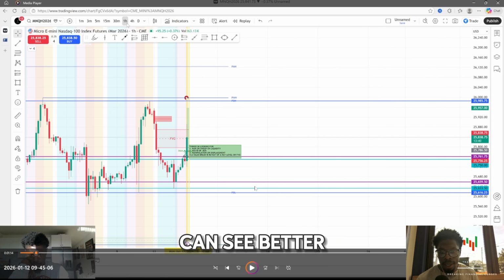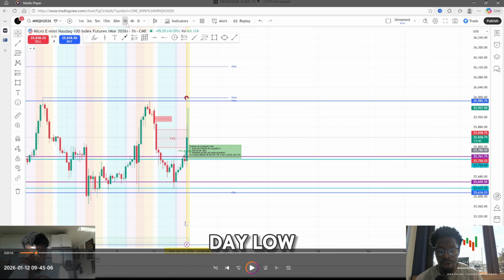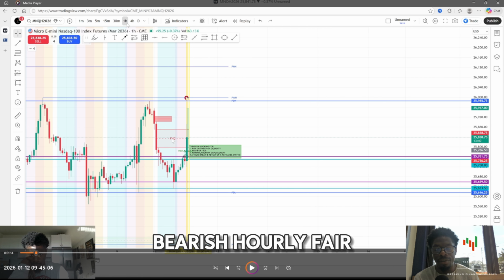So now we can see better what I was referring to when I was saying that we were inside of an hourly bearish fair value gap. This is what we were looking at, right? Hourly bearish fair value gap. Asia's highs are right here. London's highs are right here. Asia's low, previous day low, previous week low, and we're just above so many things. But I am taking notice that we are inside that bearish hourly fair value gap.